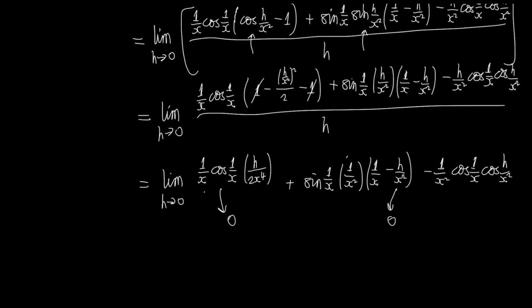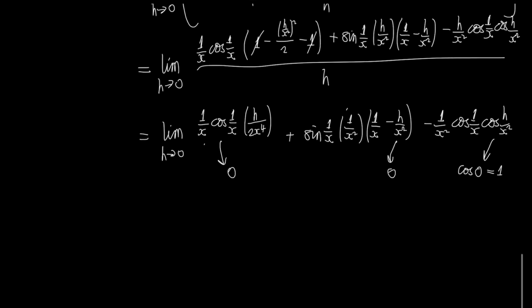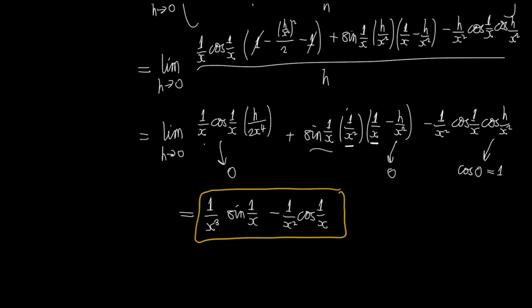And then lastly on the end here, what happens as cos h over x squared goes to 0? Well, you're left with cos 0, and what is that? That's equal to 1. So you're just multiplying this term here by 1 in the limit. So we pretty much have a result. First term, 0. Second term here, we have 1 over x times 1 over x squared, which is 1 over x cubed, times sine 1 over x. And then the last term is just 1 over x squared cos 1 over x. And that's our result. We've taken the derivative from first principles.